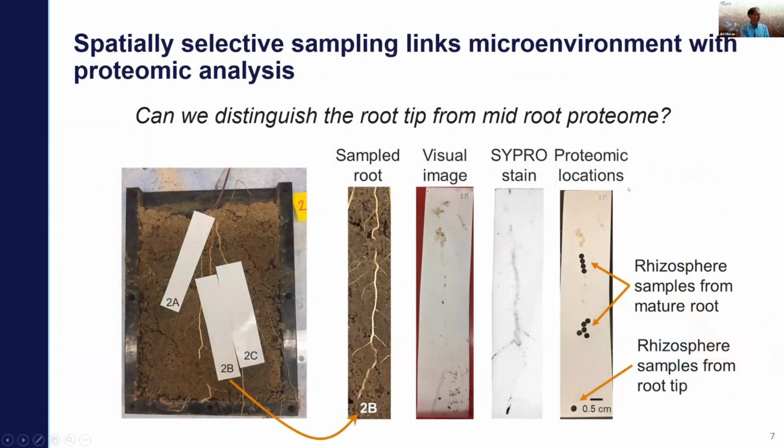Here's an example. We had this simple question: can we distinguish the root tips from the mid-root proteome? Looking at very nascent rhizosphere versus more established rhizosphere further up the root. You can see we've applied a few different membrane pieces, trying to encompass a vertical cross-section over the root. And you can see also on the far right panel, the spots at the bottom where we selectively sampled either the root tip or more mature rhizosphere samples further up the root.